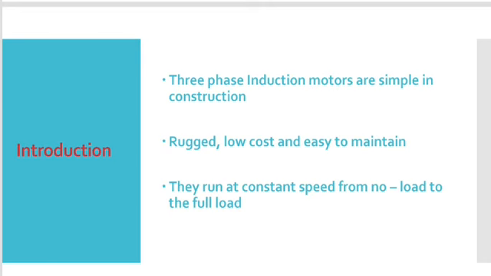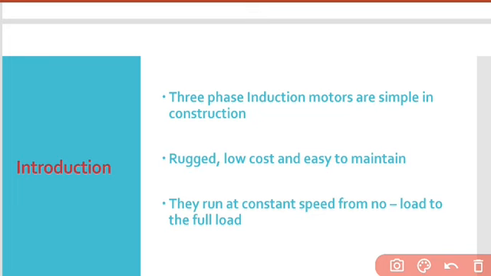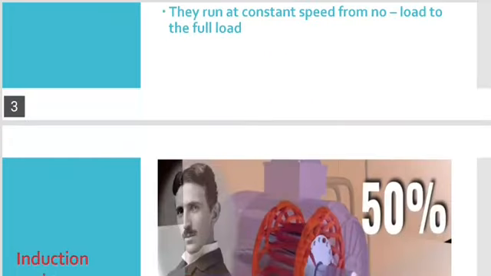So these are the three terms which I explained to you. Three-phase induction motors are simple in construction. They are rugged, low cost and easy to maintain. Why is it low cost? Because it has fewer parts compared to other motors. And the last one, the main advantage, is that it will run at constant speed from no load to full load.